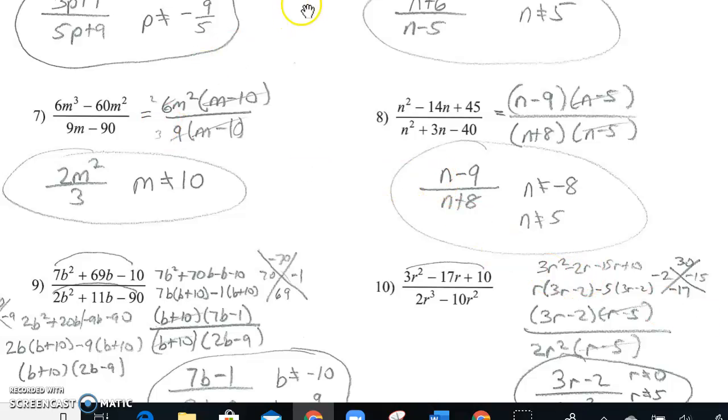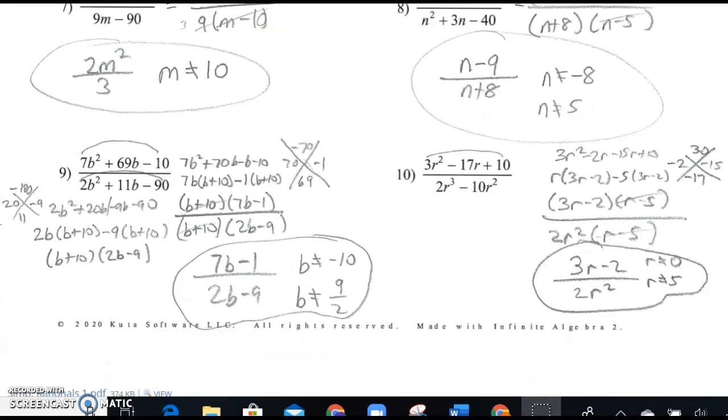Now 9 and 10 are a lot more challenging because they require us to use the AC method of factoring. And we haven't done that in a little while.